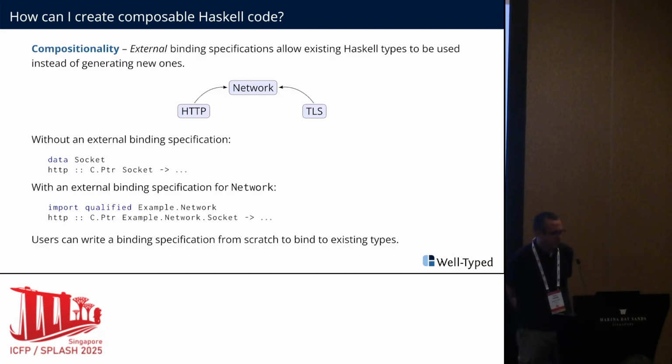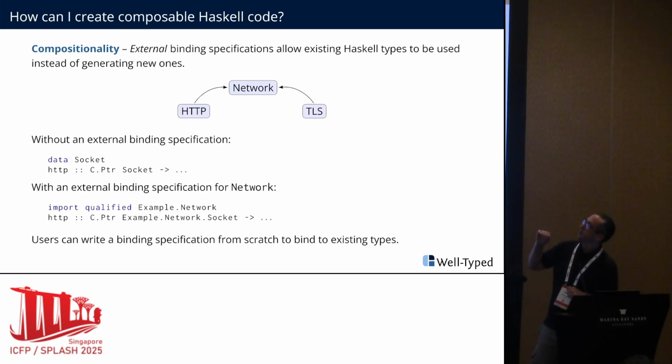The second purpose of binding specifications is compositionality. This is the same file format, but the use is different. So we call these external binding specifications. So they allow existing Haskell types to be used instead of generating new ones. So a simple example is a library that has a network, HTTP, and TLS component.